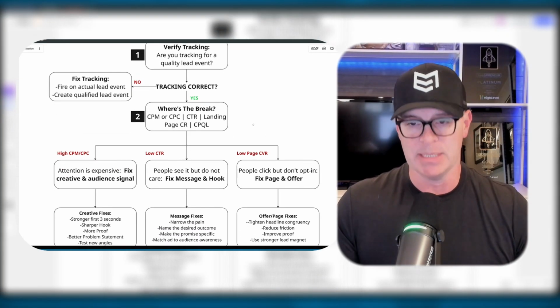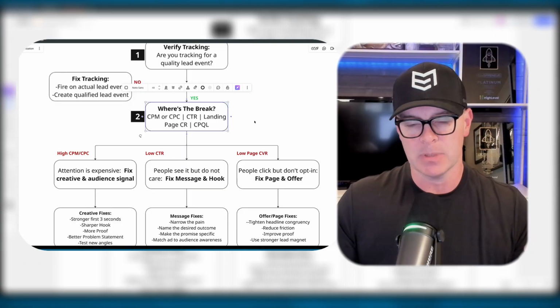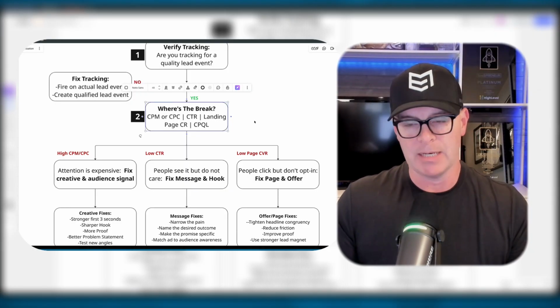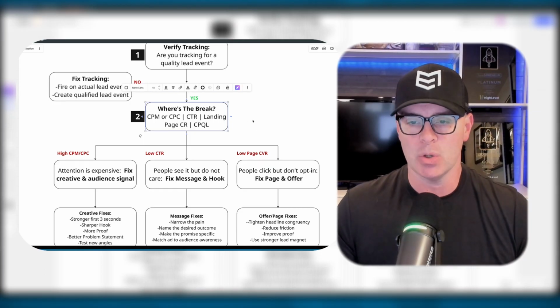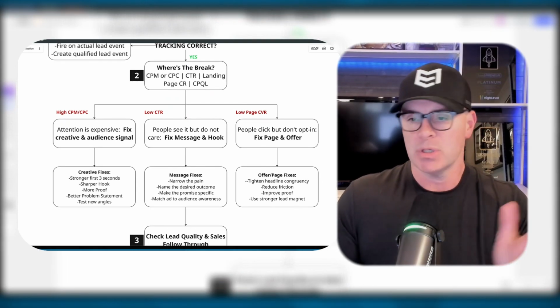If it is in place, now we need to identify, okay, where's the break? It's either in your CPMs, cost per impression, or your cost per click, your CTR, so click-through rate, your landing page conversion rate, or your cost per qualified lead. Okay, so we're going to diagnose these things essentially. So let's assume I'm going to take it from least important to most important.